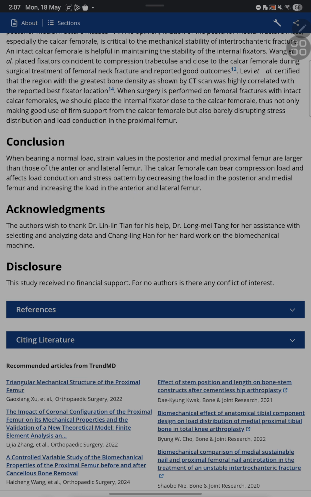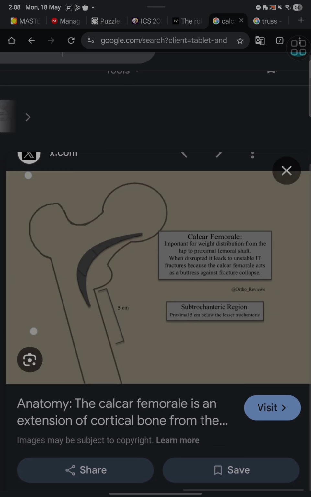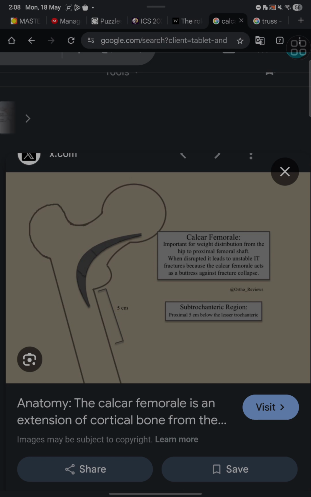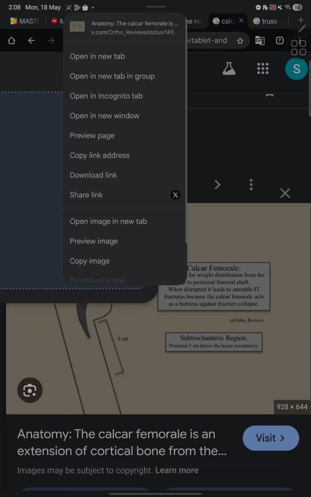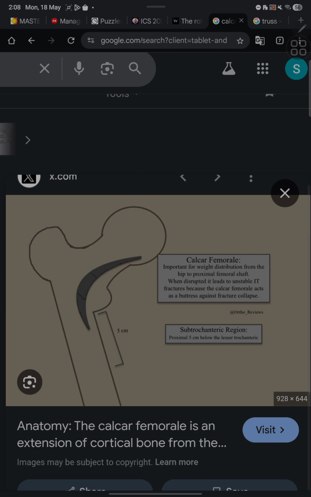So that is the importance of the Calcar Femorale. Hope you understand. And this is an image I found about it. It is a compact bone extending from the lesser trochanter region to the greater trochanter and goes inferiorly.